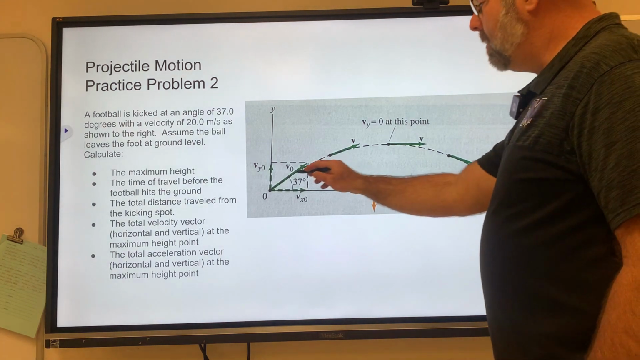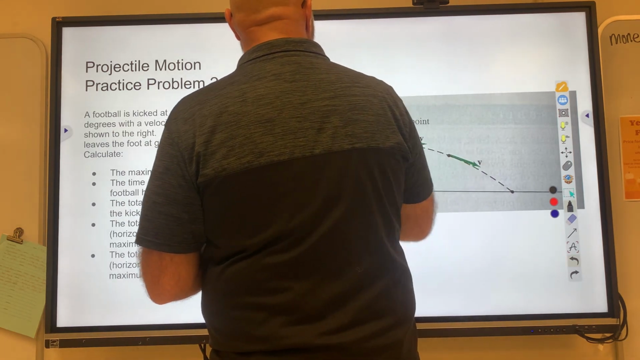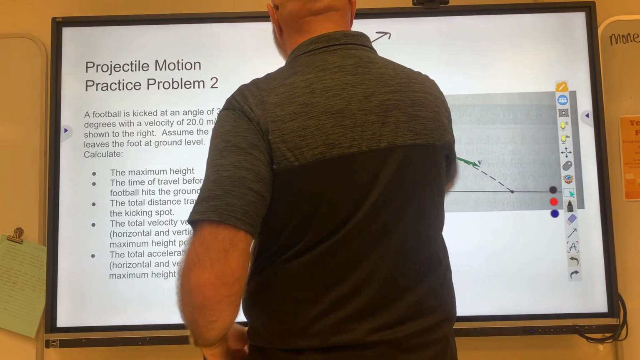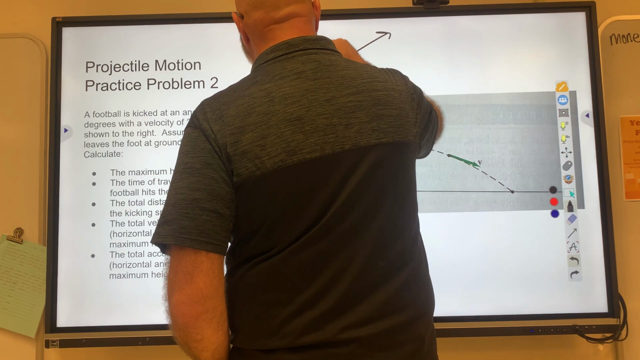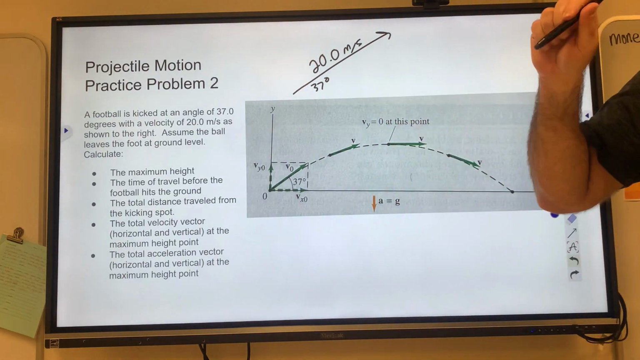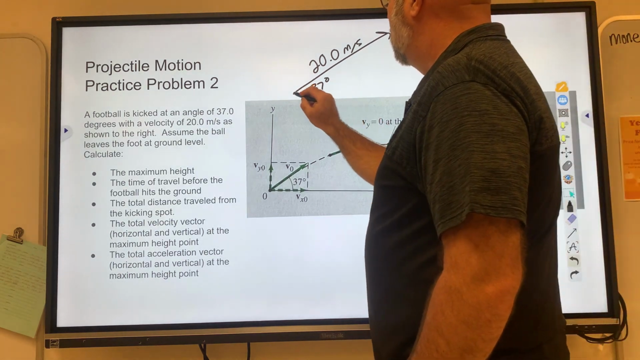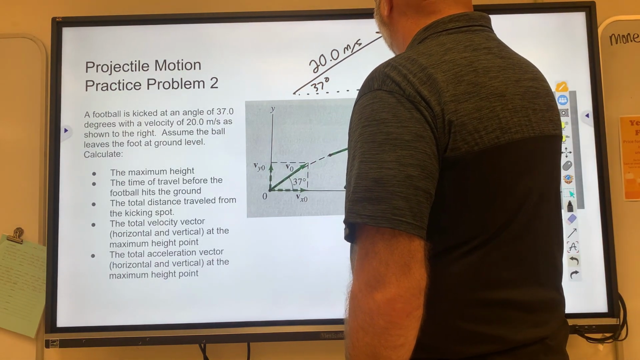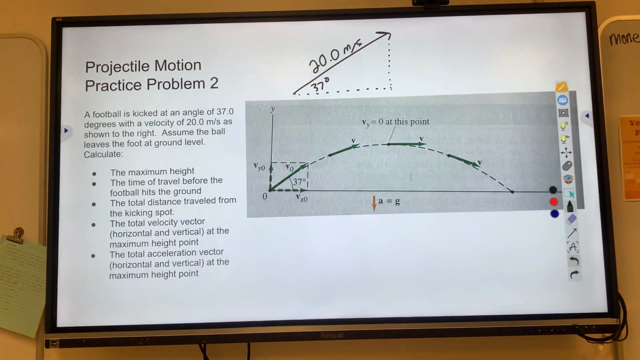To do that, I'm going to expand this out. We have some angle here, 37 degrees, and the magnitude is 20.0 meters per second. So if I'm starting with this vector, this velocity vector, what should I do next? Find both sides. How are we going to do that? SOHCAHTOA. It's just trig.